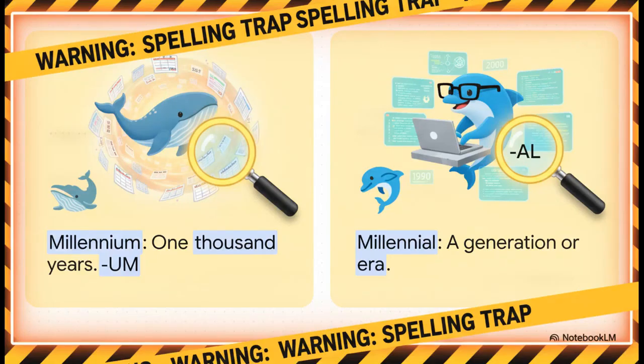All right, brace yourselves, detectives. We've got another major alert. And honestly, this is perhaps the biggest spelling trap of them all. We are looking at millennium versus millennial. One is a period of 1,000 years, and the other relates to an era or a generation. I know they sound super similar, but you have to look closely at the endings. Millennium ends in UM. Millennial ends in AL.